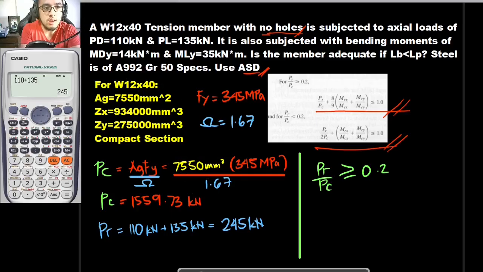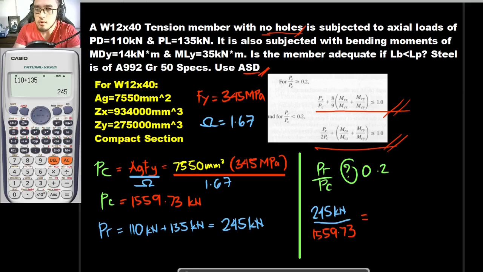So we don't know yet. So that's why we are solving for it. Okay, so question mark ito. So PR over PC, that is to be 245 kilonewtons divided by our PC of 1559.73. And our answer here would be, 245 divided by 1559.73. So that is to be 0.157. So is 0.157 greater than or equal to or less than 0.2?